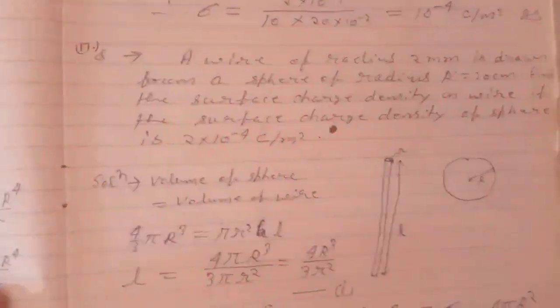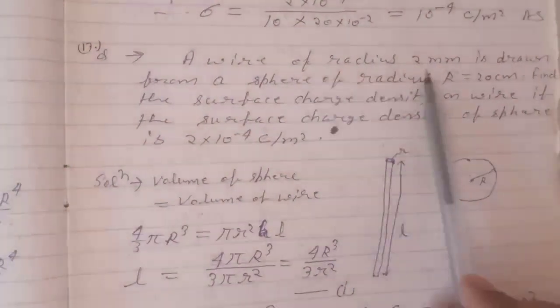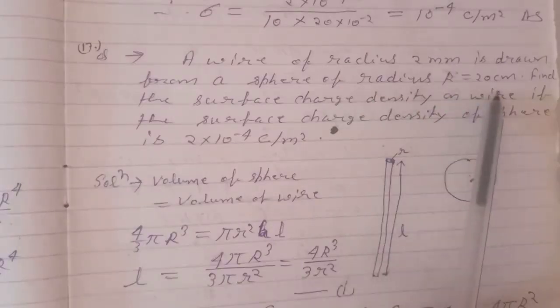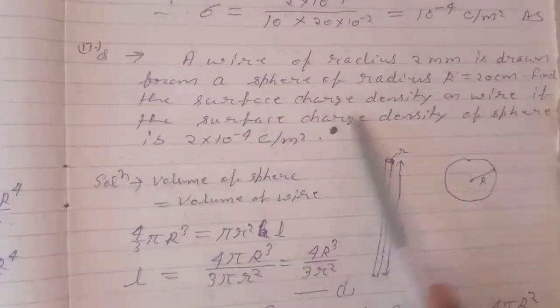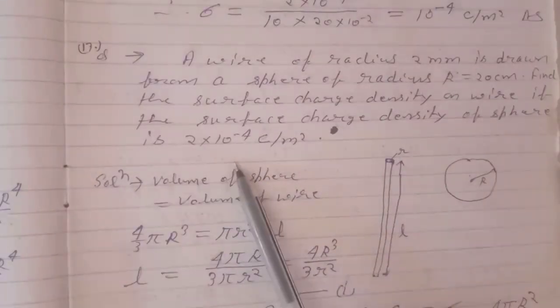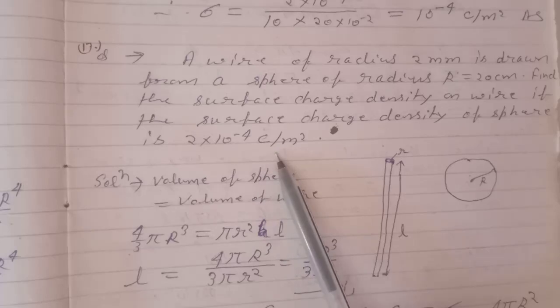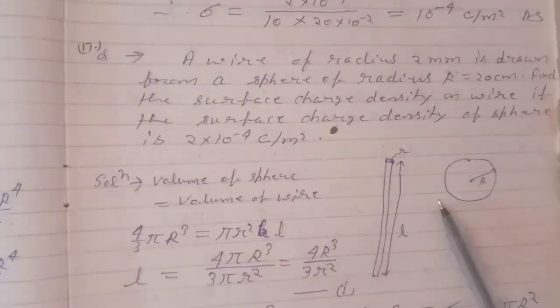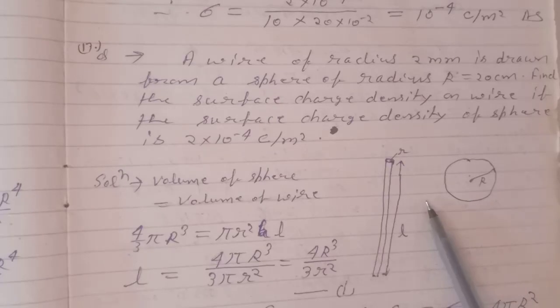Next. A wire of radius 2 mm is drawn from a sphere of radius r equal to 20 cm. Find the surface charge density on the wire if the surface charge density of the sphere is 2 into 10 to the power minus 4 coulomb per meter square. Here a radius is given and a wire is made from this sphere.